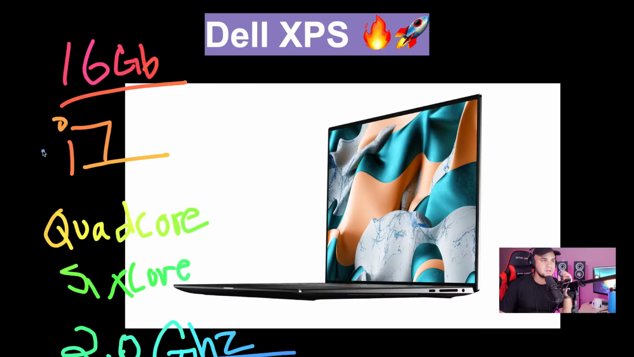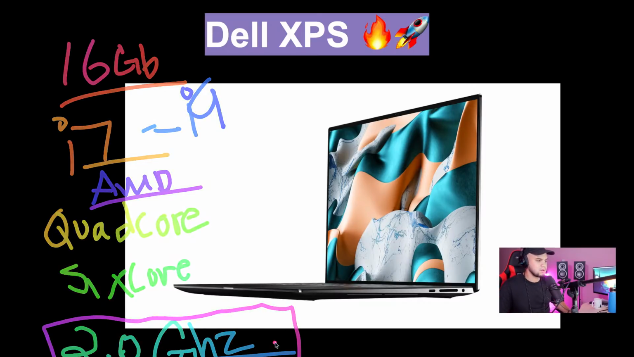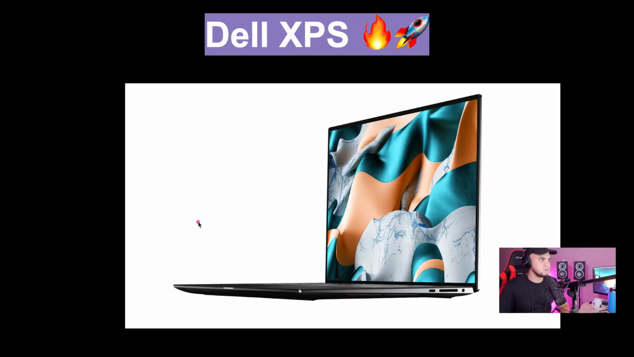If you guys are going to use Windows, I believe 16 gigabytes is the way to go. An i7, maybe even an i9 is going to be better for you. And then if you're using AMD, then get a quad core or a 6 core. I don't remember what they're called, but all of them should be at least higher than 2.0 gigahertz. So that's my recommendation with the Dell XPS. I believe it's a great computer.